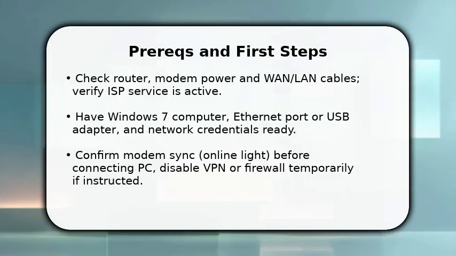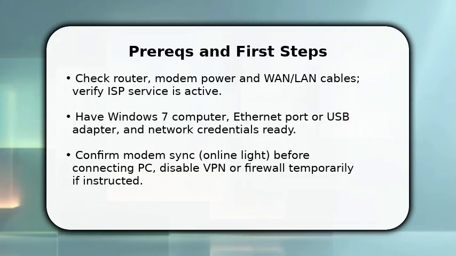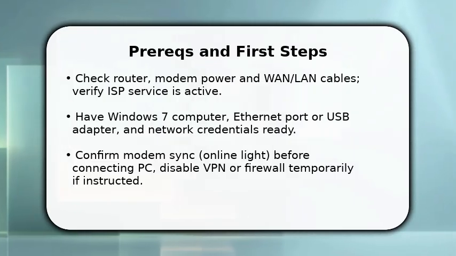You start by getting essentials in order. Power on the modem, then the router, and watch for the online light. This shows ISP sync. Once done, plug an Ethernet cable from the router LAN into your Windows 7 PC's Ethernet port. If using a USB adapter, install drivers now.